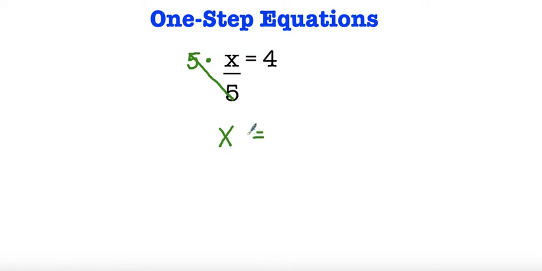And then we're going to have to do the same thing on the other side, so 4 times 5. And 4 times 5 is 20. So here we have x is equal to 20.